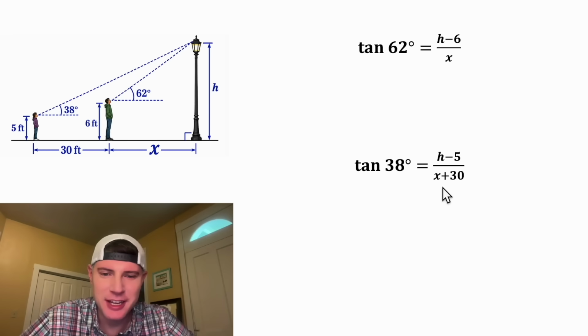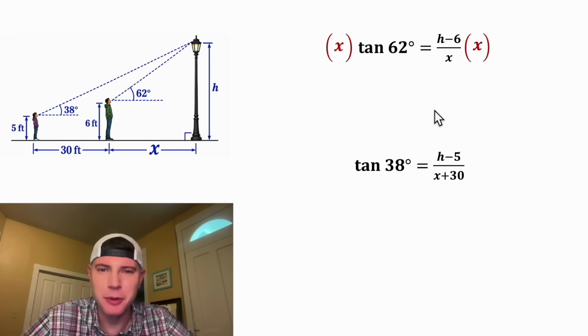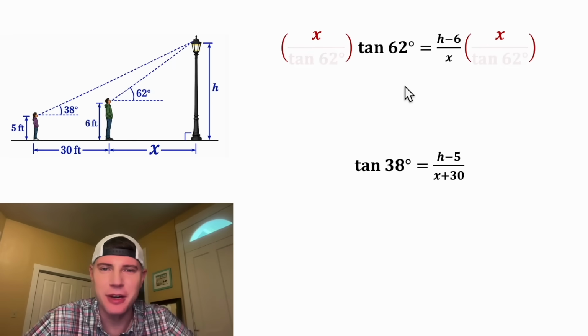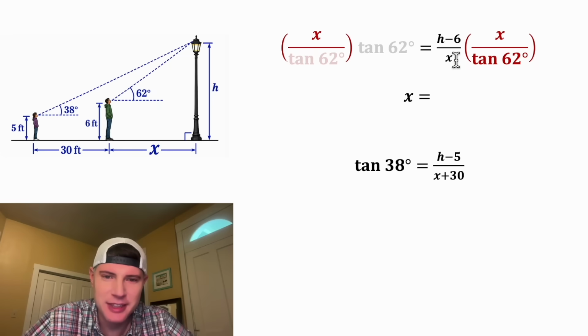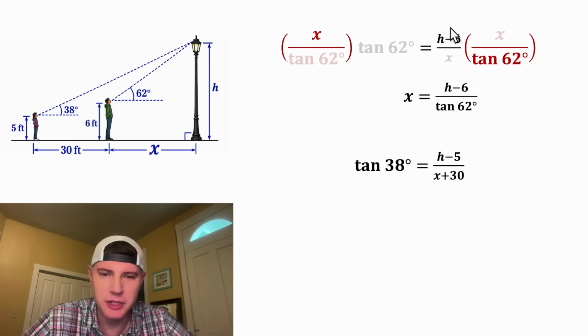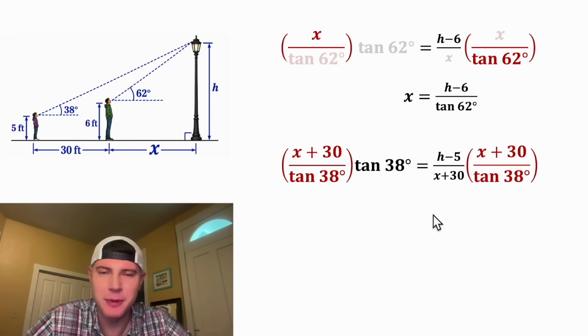Let's get each of these X's alone on the left-hand side. First, to get it out of the denominator, let's multiply both sides by X. And then to get rid of this tangent 62 on the left-hand side, let's divide both sides by tangent 62. So ultimately, we're multiplying both sides by X over tan 62. On the left-hand side, these are going to cancel each other out, leaving us with X. And on the right-hand side, the X's are going to cancel out, leaving us with H minus 6 over tan 62. And then for this one, we can multiply both sides of the equation by X plus 30, and then we can divide both sides by tan 38.